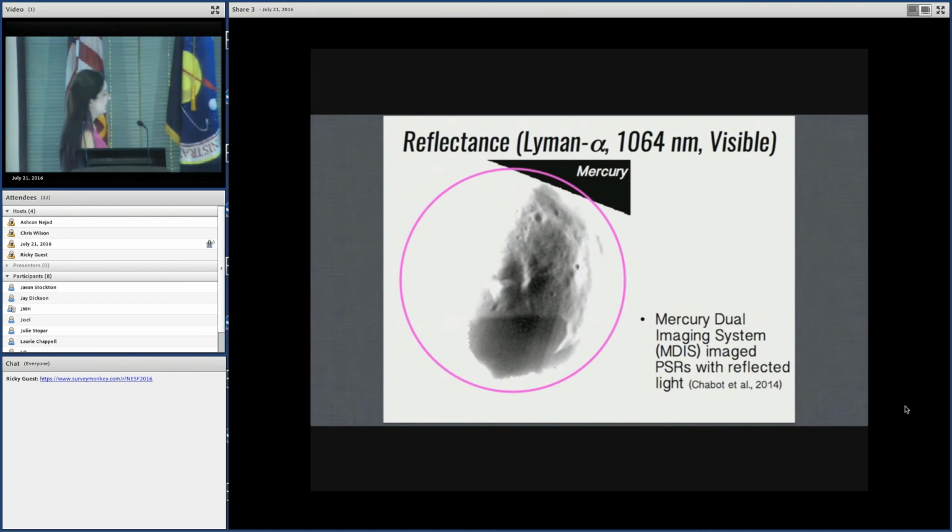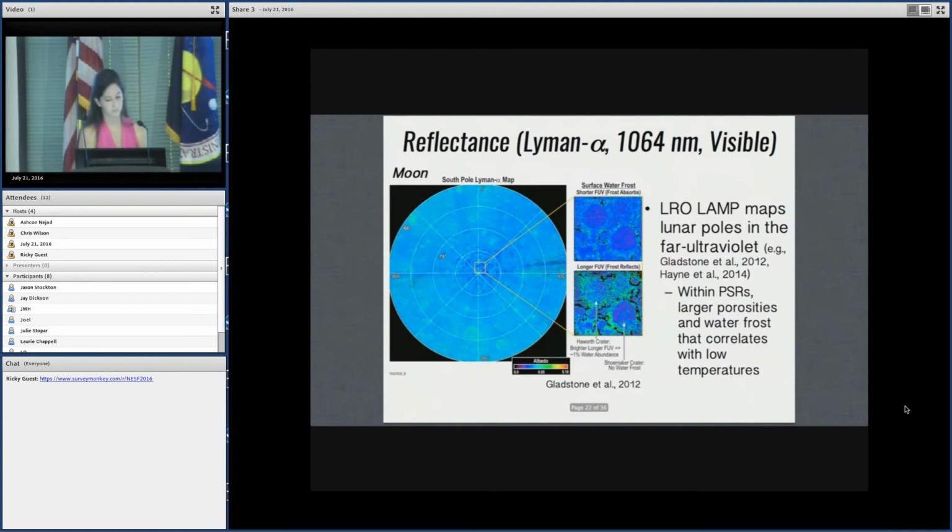And so as you can see, there's this low albedo deposit, and this correlates perfectly with the Earth-based radar data that's collected from the Arecibo Observatory.